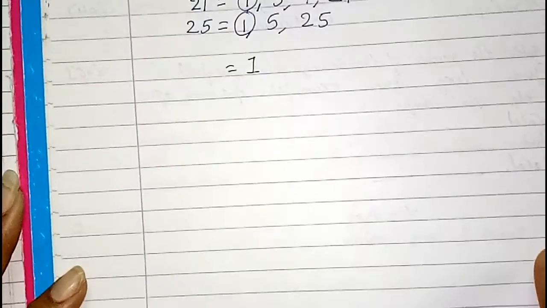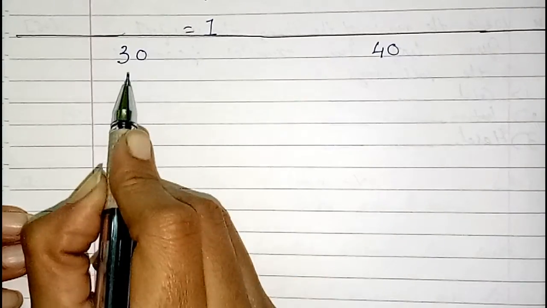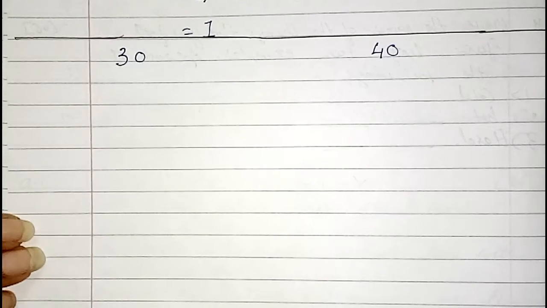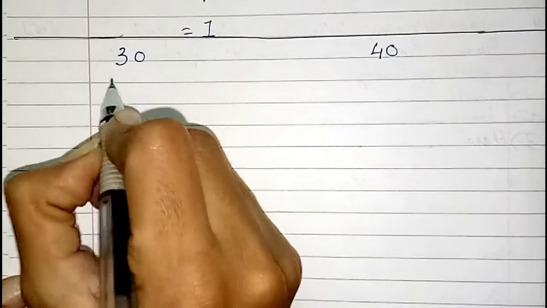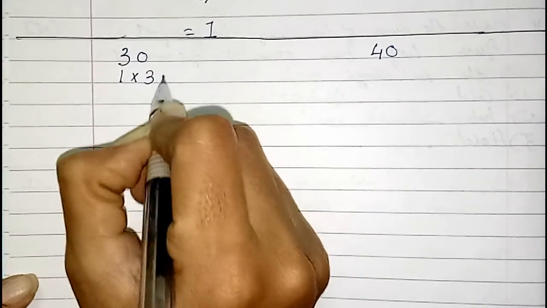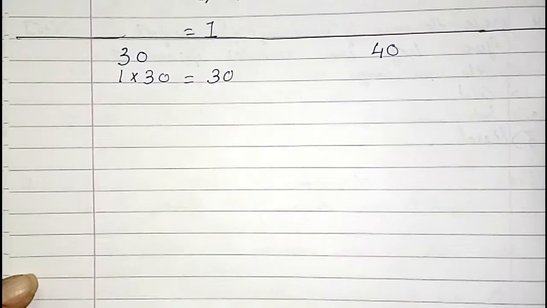Let's see another example. Find out the common factors of 30 and 40. To find common factors, first we have to find all the factors. So find the factors of 30. We will start from 1. 1 thirty is 30.